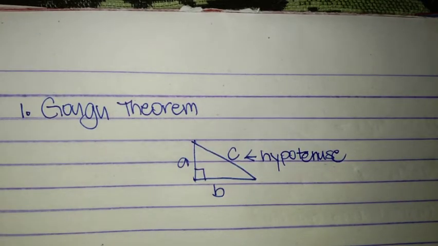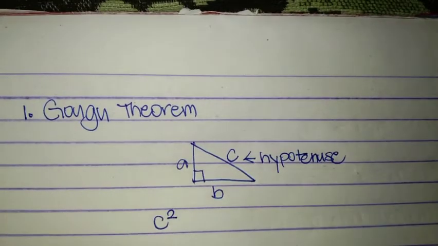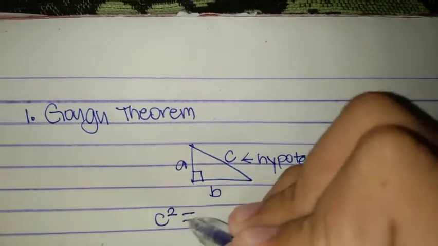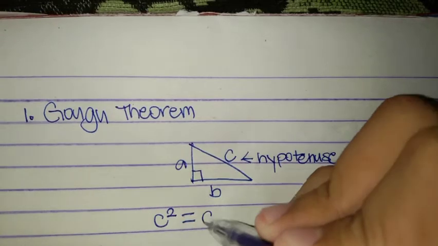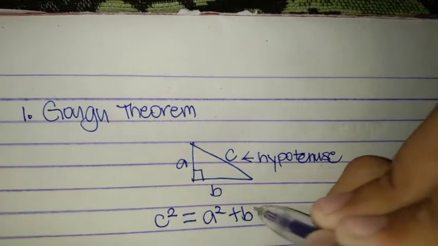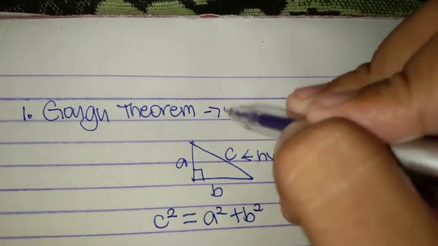From here, we can deduce a relationship between the side lengths of this right triangle. It is well known that the square of the side length C is equivalent to the sum of the squares of the side lengths A and B. Yes, Gougu Theorem is also called the Pythagorean Theorem.